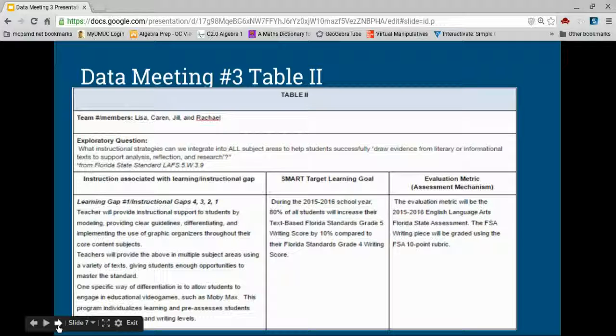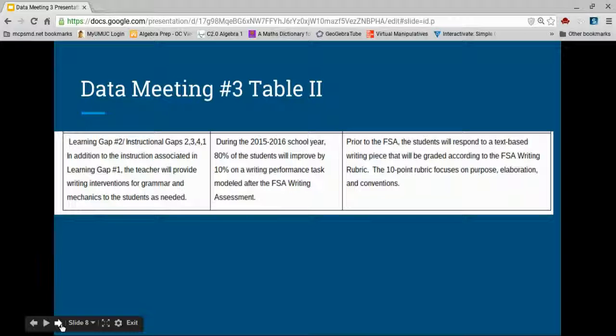We wanted to ensure that the SMART goals were attainable, but also that the assessments were directly tied to our exploratory question. We focused on a variety of instructional practices and devices in order to suit the needs of all learners. We thought about our ELL, special education, gifted and talented students, and all.